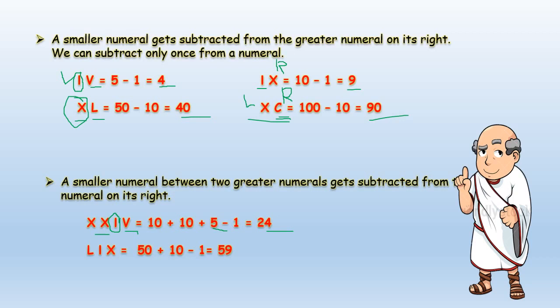In the same way, children, here LIX, there are three letters you can see and the smaller one is this one, I. On the left hand side L is there, on the right hand side X is there. This is the right hand side and this is the left hand side. So we will be subtracting the number from the right side. So 10 minus 1 is what? 9. And L's value is what? 50. So 50 plus 10 minus 1, that is 59, is the answer.